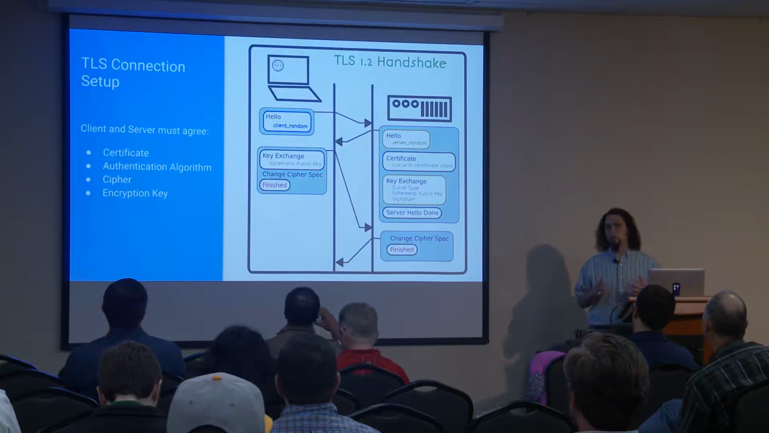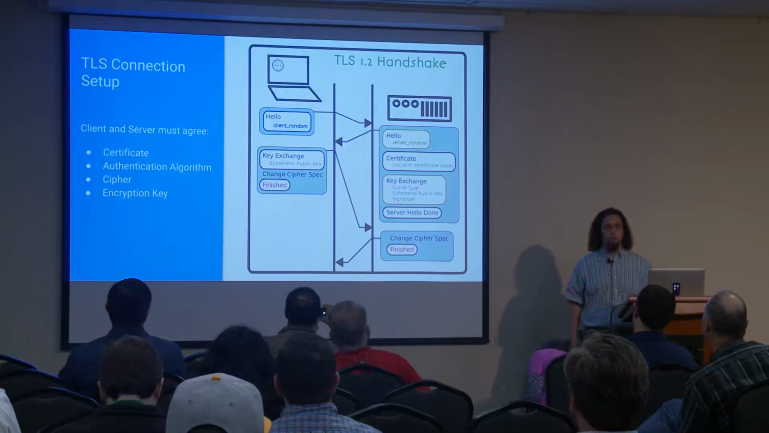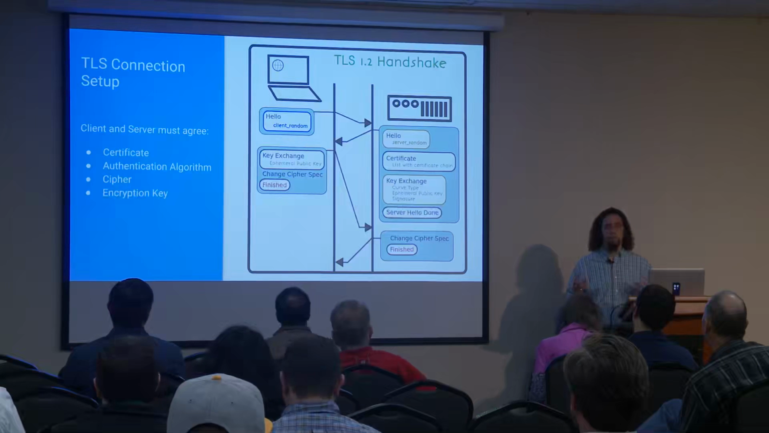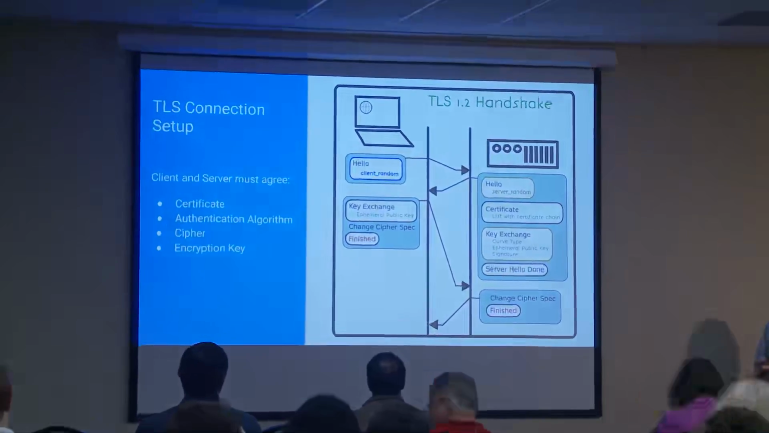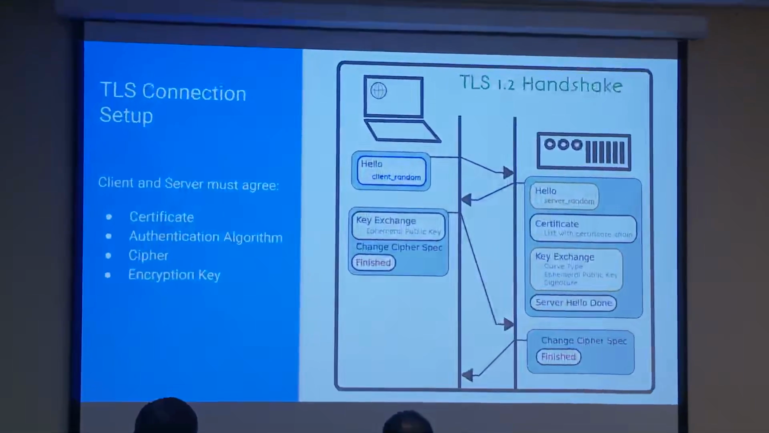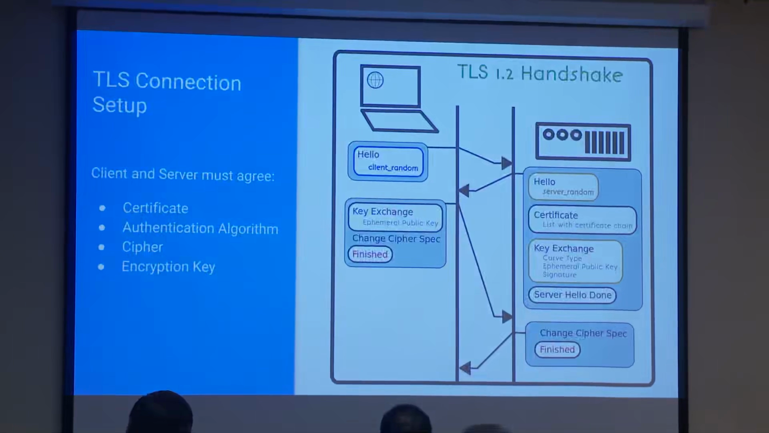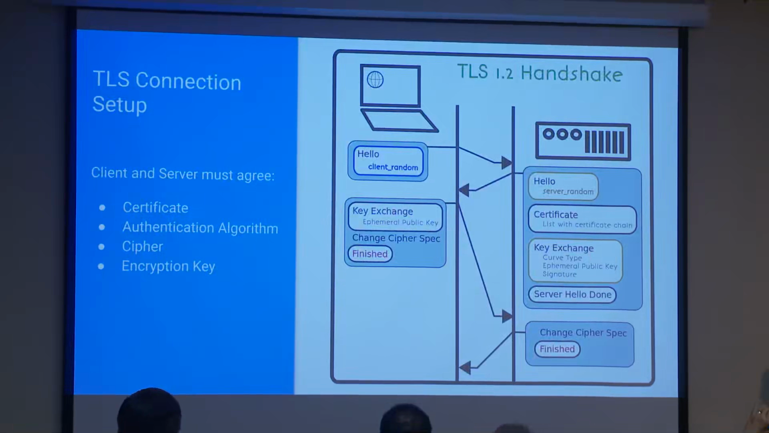You have a certificate that you agree on. Either the client or the server both use a certificate to authenticate one side to the other side. You also have the authentication algorithm. So what type of algorithm are you going to use this certificate with to prove the identity to the other side? What encryption algorithm are you going to use? Which cipher? So we'll go over a whole bunch of different ciphers that are useful in TLS. And then finally, how do you get the encryption key that you're going to use to encrypt the data using that particular cipher that you've chosen?